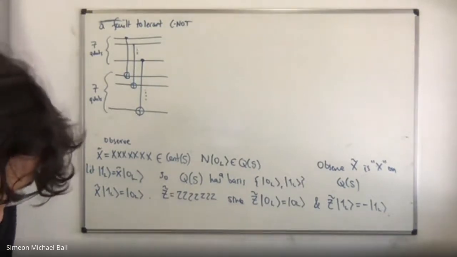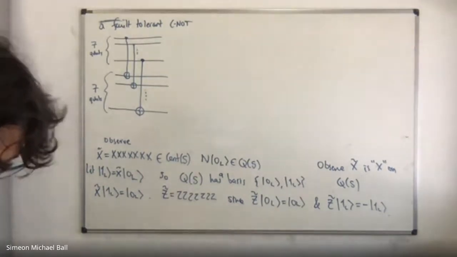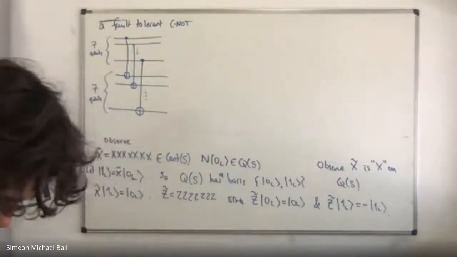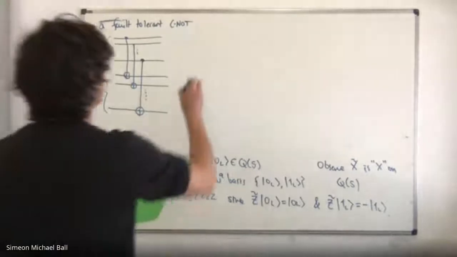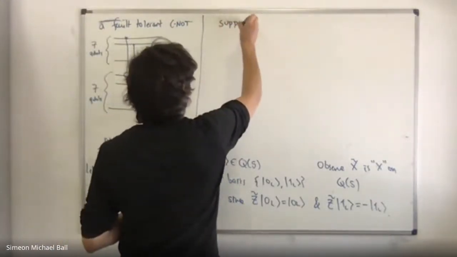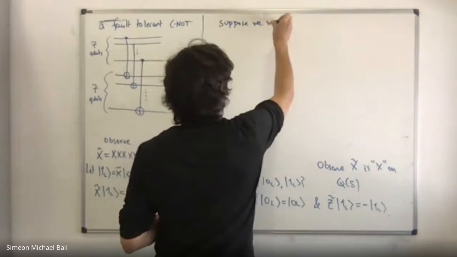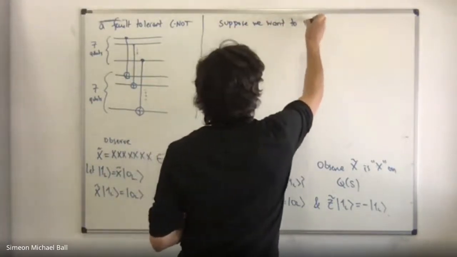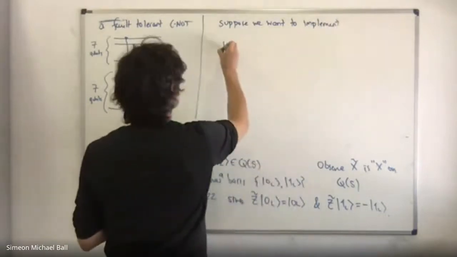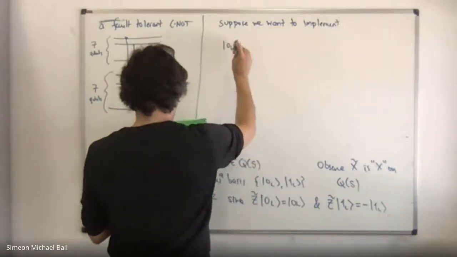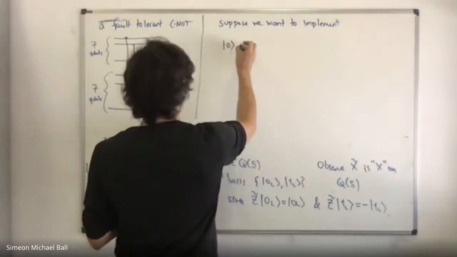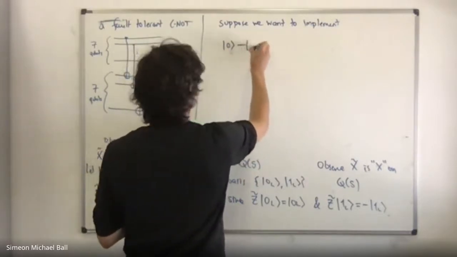Now, what about if we put something a little bit more complicated? Let's try and work out what happens if we wanted to implement, let's suppose, the following circuit, which is not logically, just normally we'll just do this.